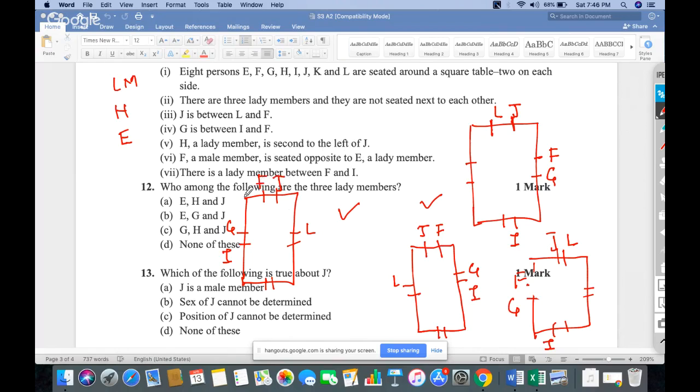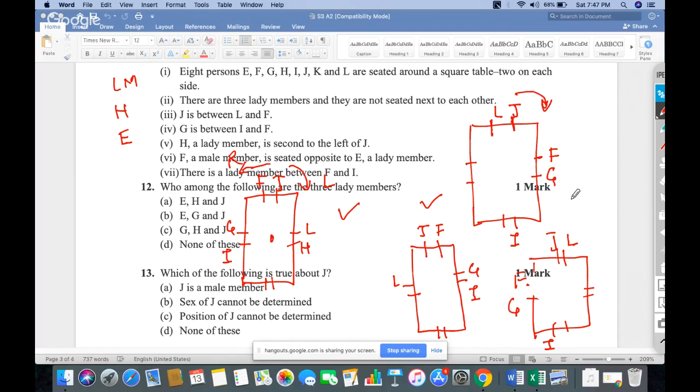So if J is here, 1, 2, this case is not possible. This is left. If somebody is facing center, for J, this will be left. Sorry, this will be right, and this would be left. So H is a lady member sitting to the left of J. H can be here. Now for J, again, left would be here.